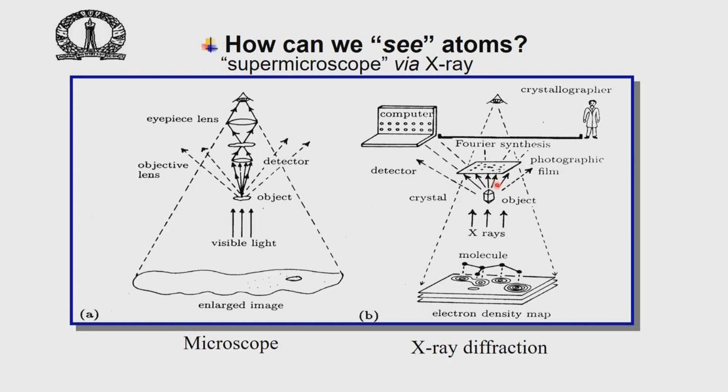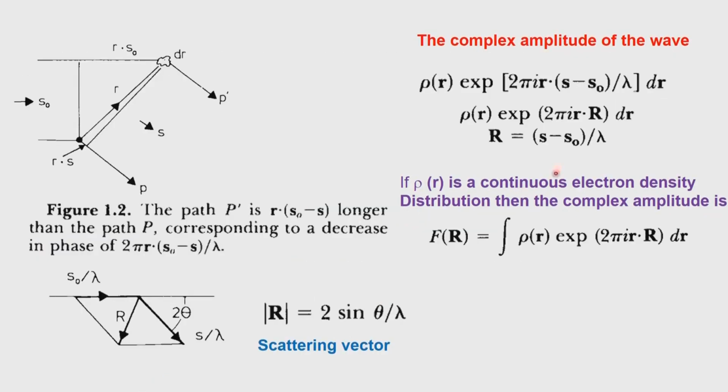And so we can calculate the complex amplitude. If we measure the intensity, the square root of that intensity will give us the amplitude. The complex amplitude can be calculated by this expression, which is associated with an element of space representing rho of r d of r.